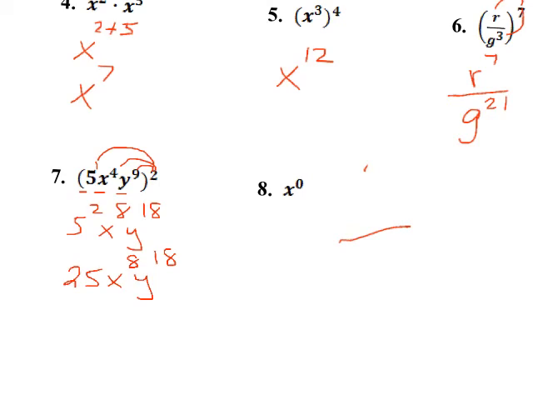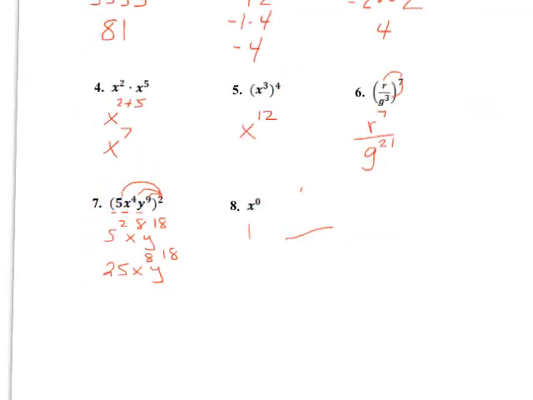Now, let's do the last one here. x to the 0. Well, that's an easy one. Anything to the 0 power is 1. Just like that. And there you go. There's some basic applications of the 4 rules of exponents.